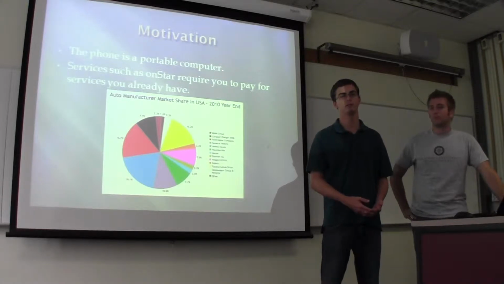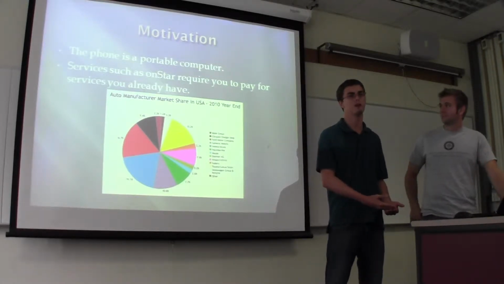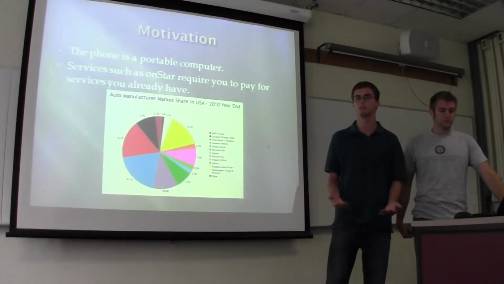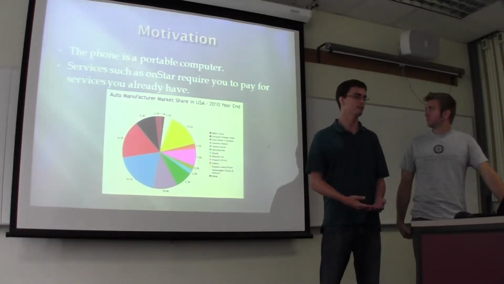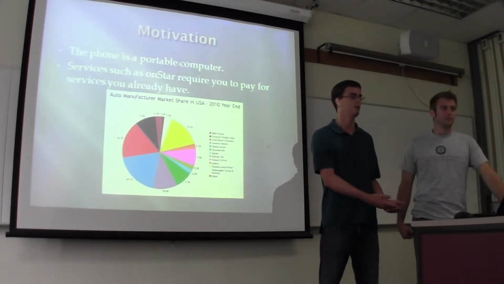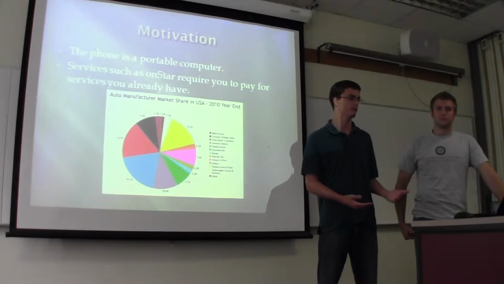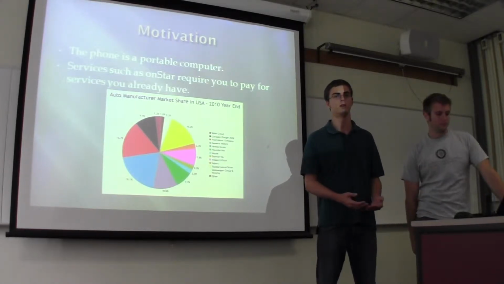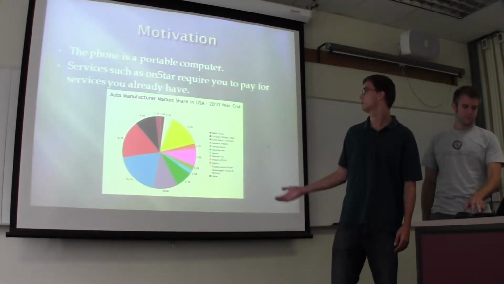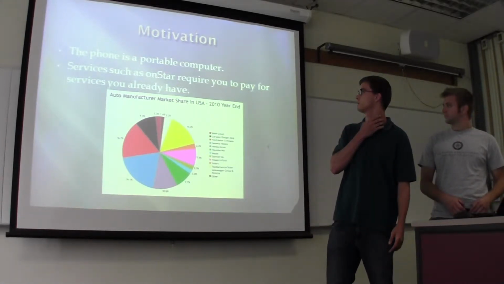If you pay for OnStar, you're paying for something on the vehicle to do calculation, and the phone itself is a portable computer, so we could use that. And services that OnStar provides, like internet access, we have that on the phone as well. And through using a device that Ciaran's going to show you in a minute, we could also query the vehicle for information.